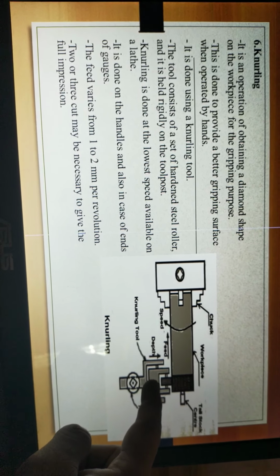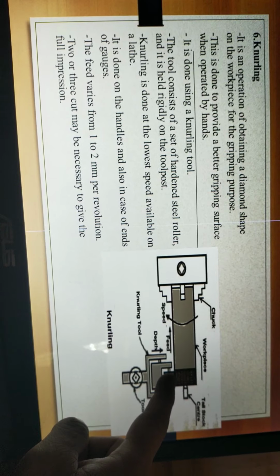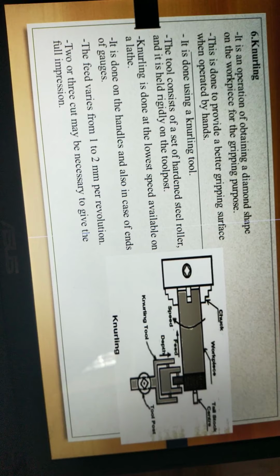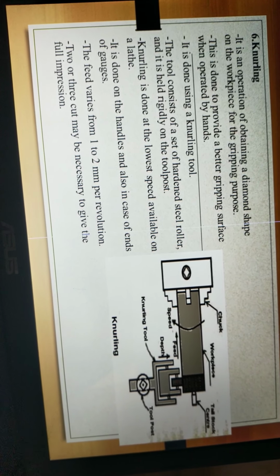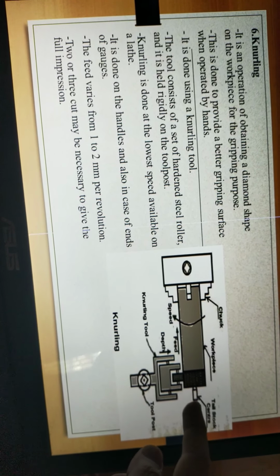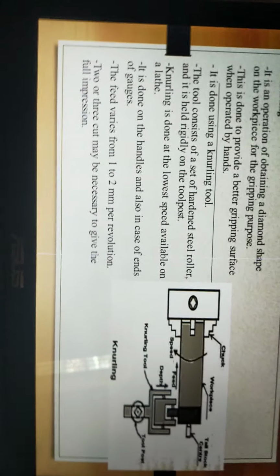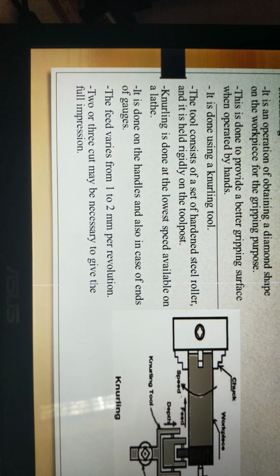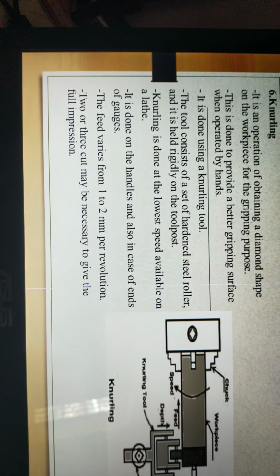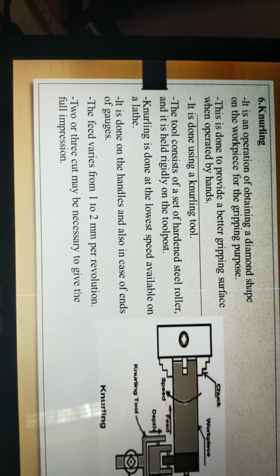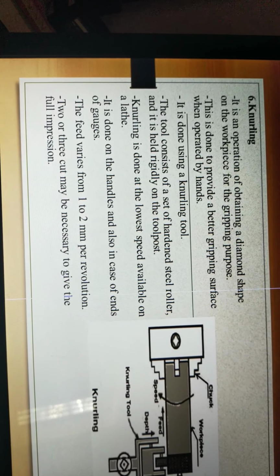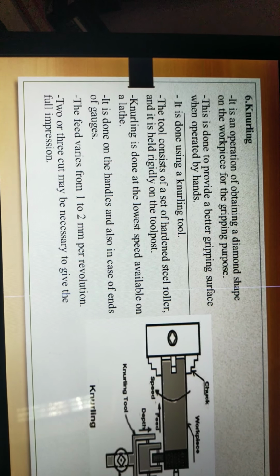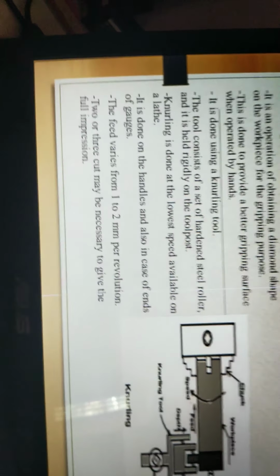We are giving movement in the transverse direction, that is perpendicular to the axis of the lathe. We are pushing this tool, but depth of cut for this knurling operation is very less. Knurling is done at lowest speed available on the lathe. It is done on handles and also in case of ends of gauges. The feed varies from 1 mm to 2 mm per revolution. 2 or 3 cuts may be necessary to give full impressions.